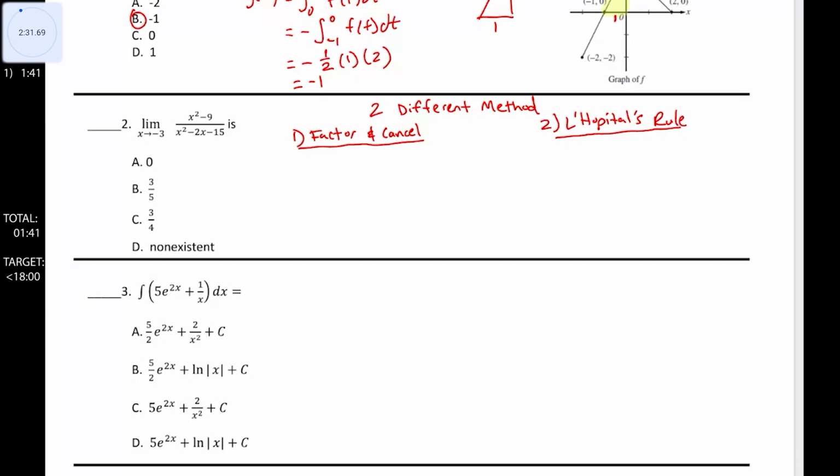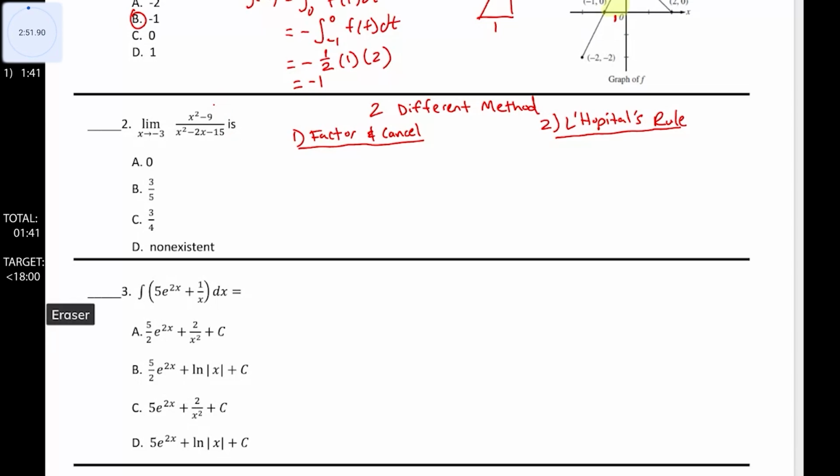What I mean by that is if I find the limit of the numerator by substituting in -3 on top, I'm going to get 0. But if I do it on the bottom, I'm also going to get 0. So the limit as x approaches -3 of the numerator is 0, the denominator is 0, and that is what I mean by an indeterminate limit. And so if you get something like that where you have 0 over 0, you can use L'Hopital's rule.